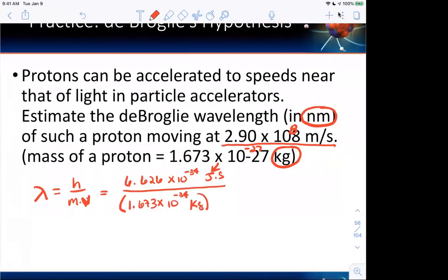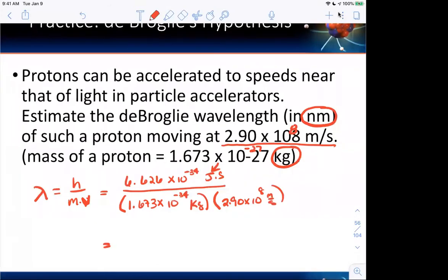Whenever I have a constant, any units that go towards making that constant have to be the units that I put in there, otherwise it won't cancel out. And then my velocity is 2.90 times 10 to the 8th meters per second.